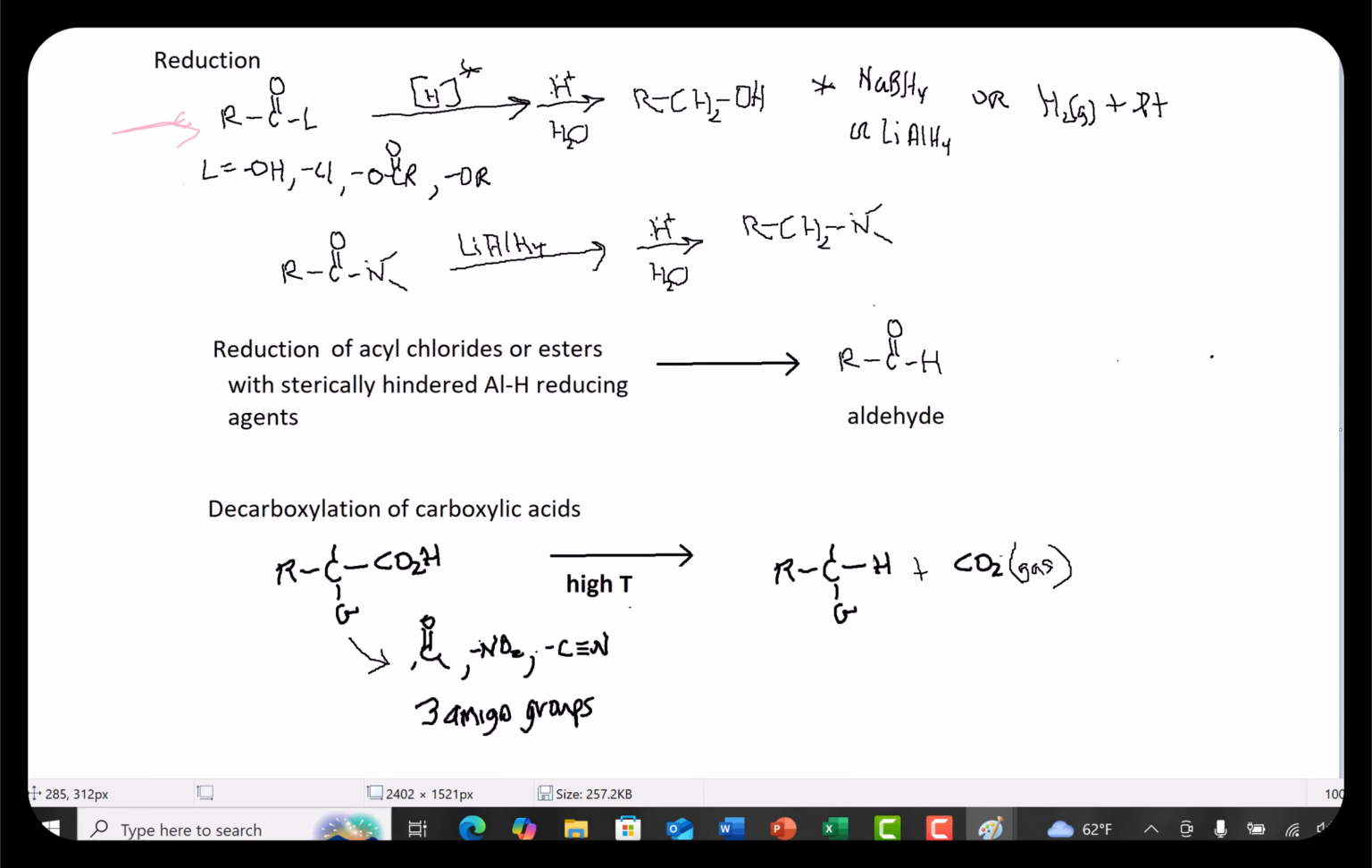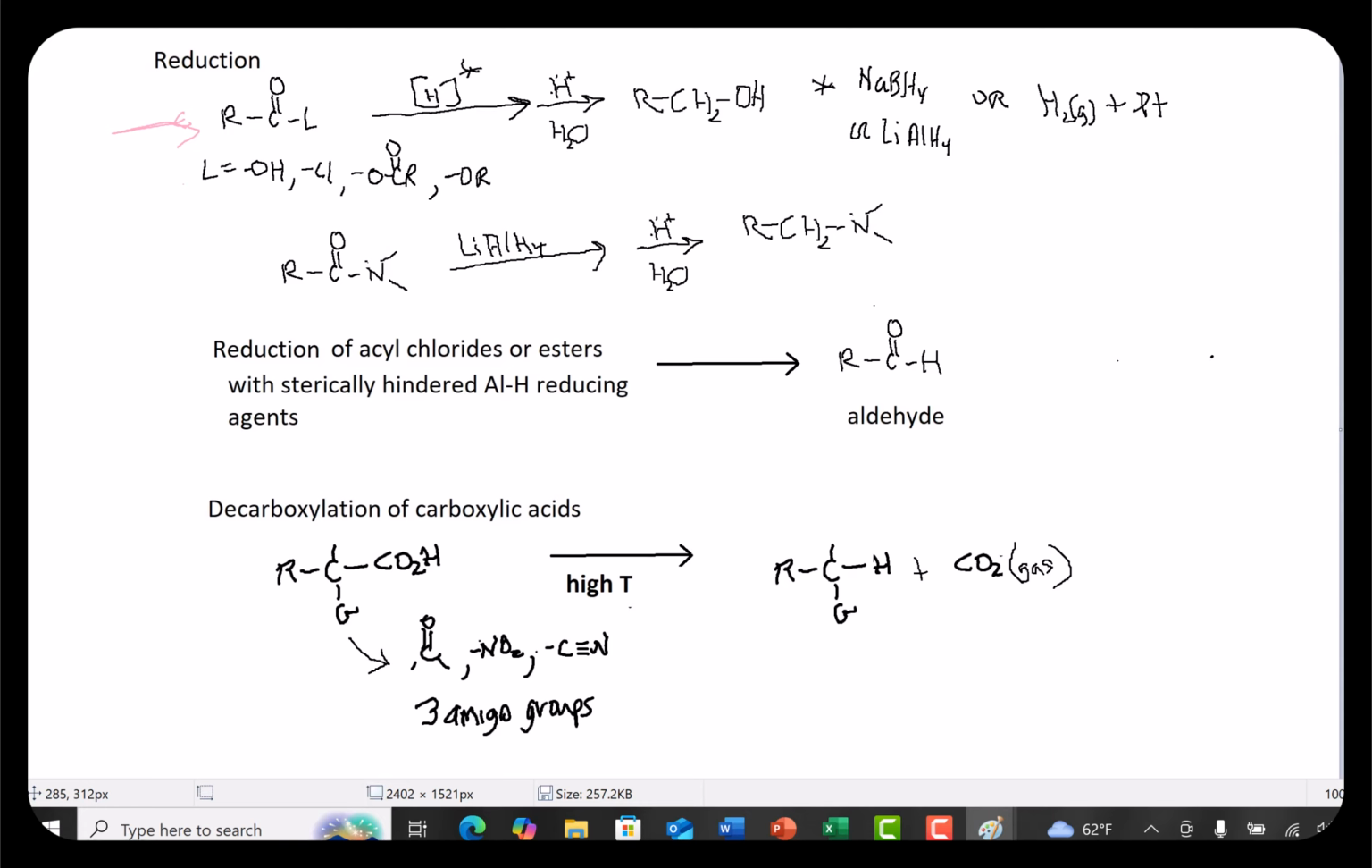Reduction is indicated by symbol H in brackets. That's a general generic symbol for reduction. Reduction is accomplished by a reducing agent. We'll have more to say about that. So the carboxylic acid or the derivative is treated with a reducing agent.